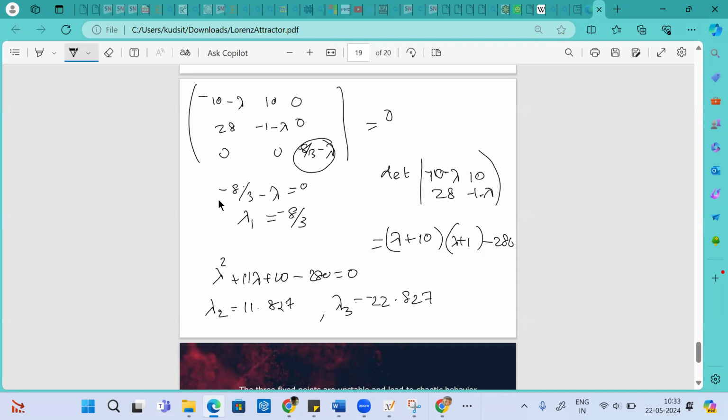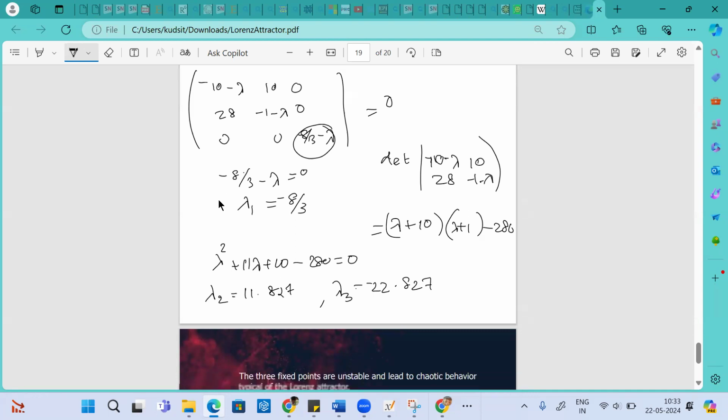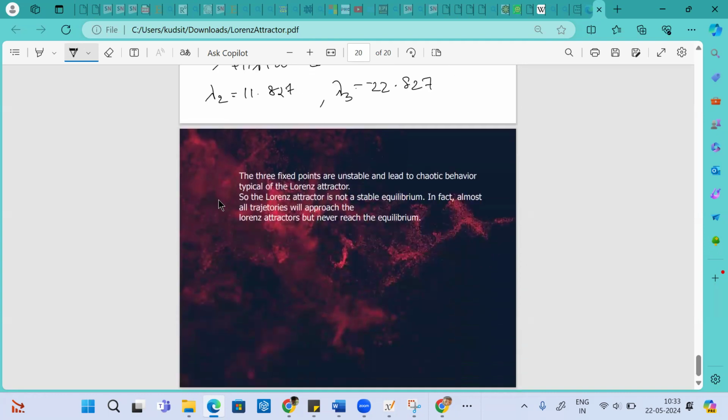Now we have to find the Jacobian matrix and eigenvalues at the point (6 root 2, 6 root 2, 27), the same as before. By solving that, we get a complex conjugate eigenvalue pair with a positive real part and one negative real eigenvalue, indicating that that point is also unstable and leads to chaotic behavior. So it means the Lorenz attractor is not a stable equilibrium. In fact, almost all trajectories will approach the Lorenz attractor but never reach an equilibrium.